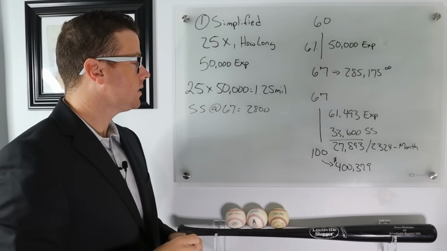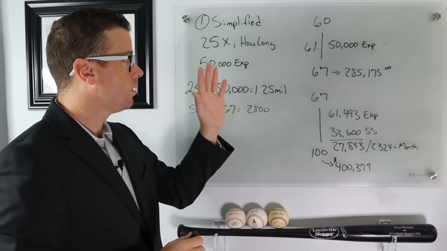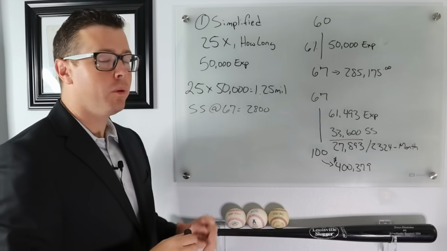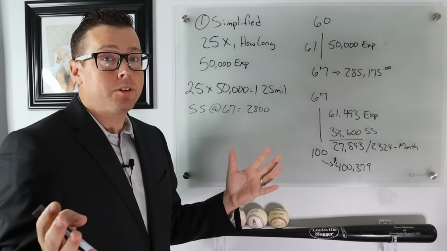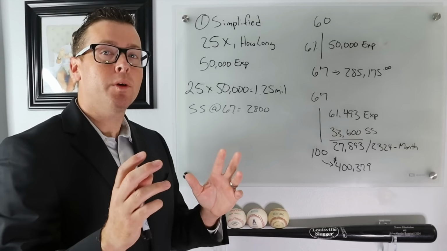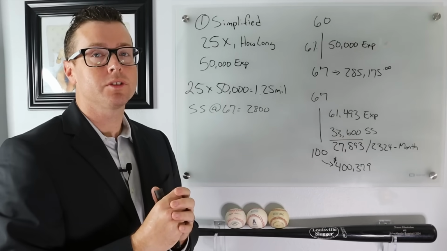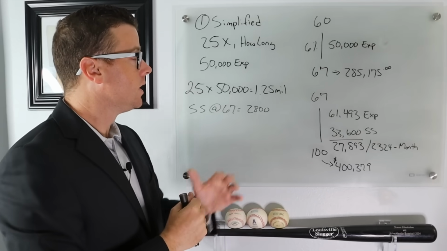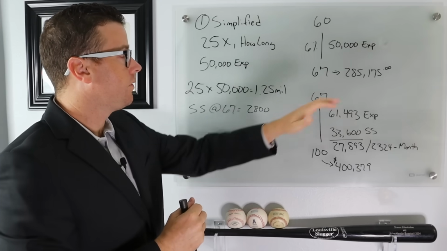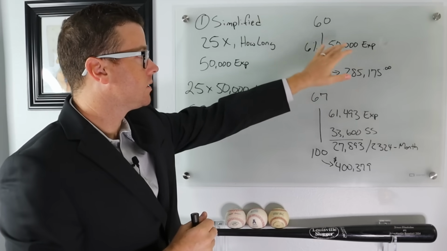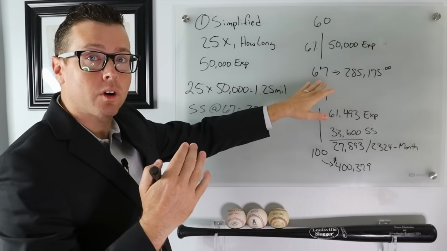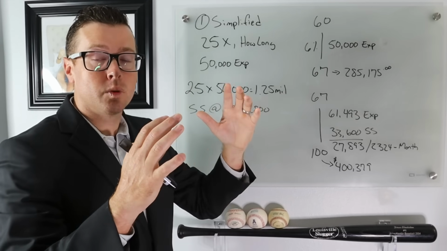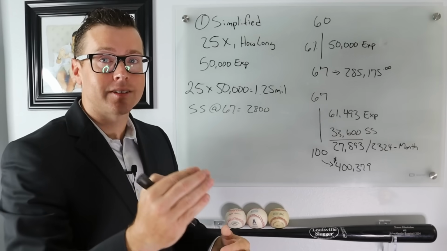So again, very simplified, 25X rule. How long are we going to live? 1.25 million. Social Security at 67. How much do we need? So let's look at this, and I want to do it in sections. The first section is going to be 60 to 67. So we're 60 years old. We've got $50,000 in expenses, and we're going to 67. That's when we're going to claim Social Security at our full retirement age. So we're going to get $2,800 at 67.